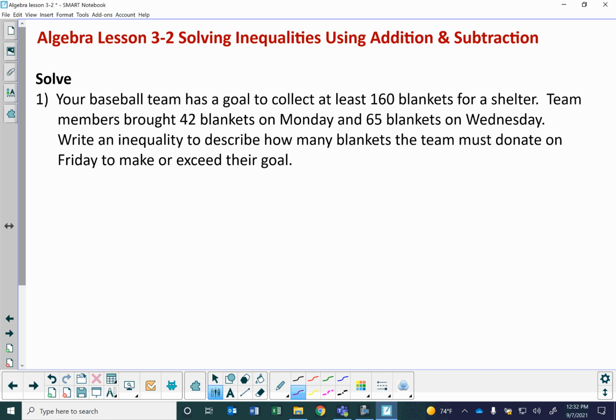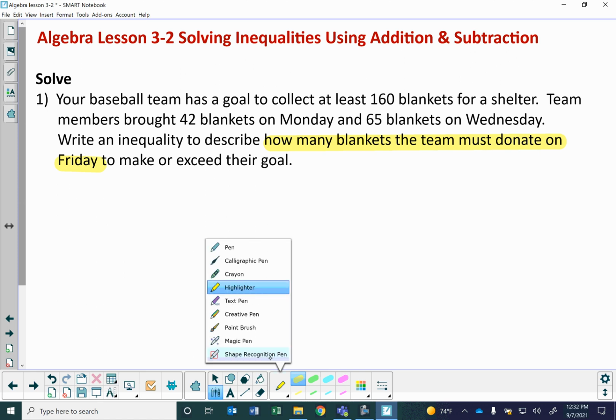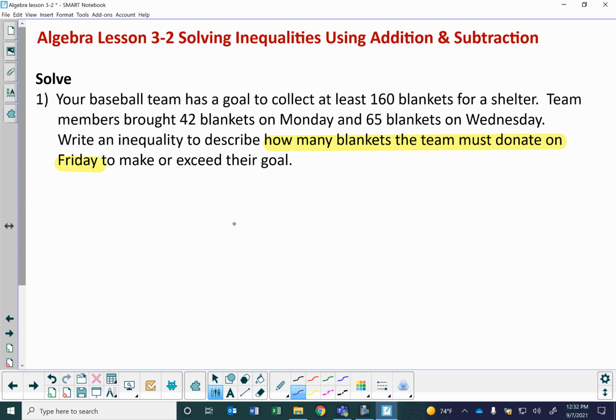Okay. So first of all, we need to define our variable, and that's always dependent upon our question. So we need to describe how many blankets the team must donate on Friday. Okay, so first thing I'm going to do is I'm going to let X be the number of blankets still needed. Or the number of blankets donated on Friday, it doesn't matter. As long as you understand that you still need more blankets.